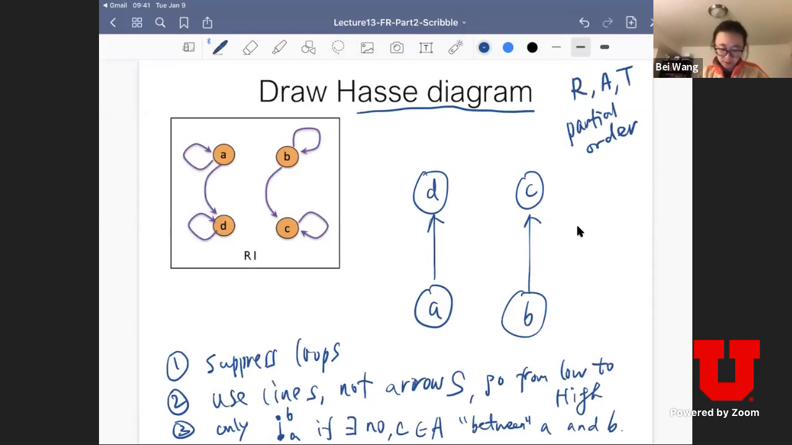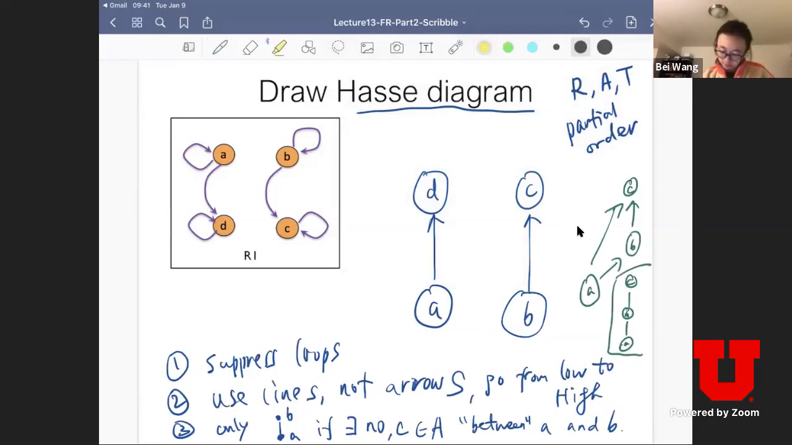So if I have hypothetically, if my arrow diagram looks like this, my corresponding Hasse diagram is this, because we are omitting the transitive relations. So that means there's only a line between A and C if there's nothing between. But in this case, there's B that sits between A and C. So there's no edge line between A and C in the Hasse diagram.